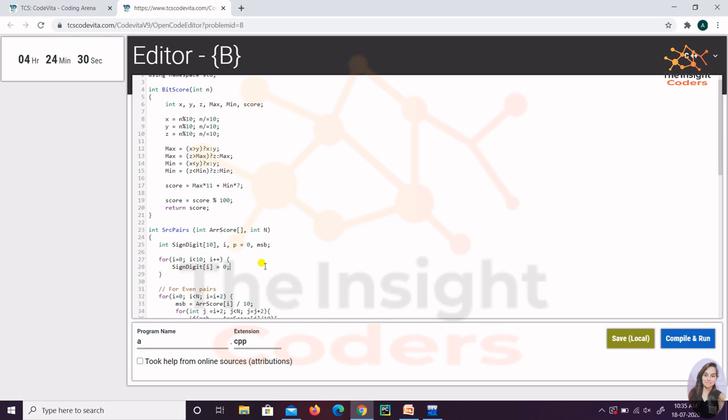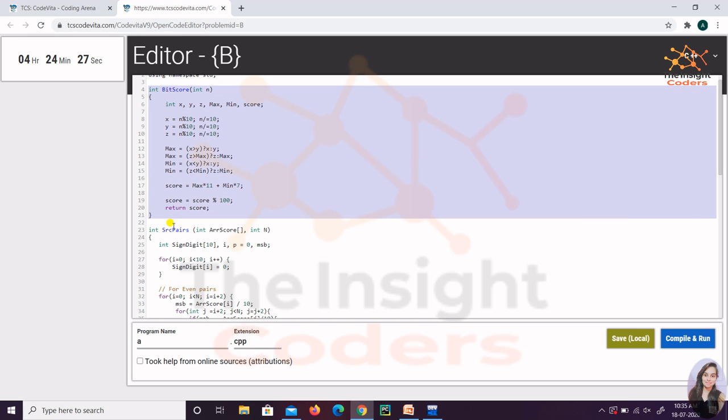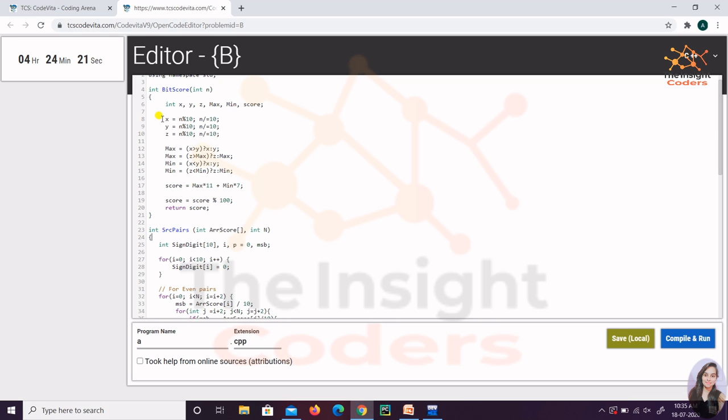Now see, the very first is my function which is bit score. What I am doing, we always have to separate the digits. Because it is always a 3-digit number, I am using a direct function to separate the digits. After that, we have to find the maximum and minimum from those digits. For that, I have used a ternary operator, a conditional operator. You can do it in any way you feel comfortable. After that, we have to find the score, which was max into 11 and min into 7, and then add them. We only need the rightmost 2 digits from that, so I just take modulus by 100, and finally we return the score.